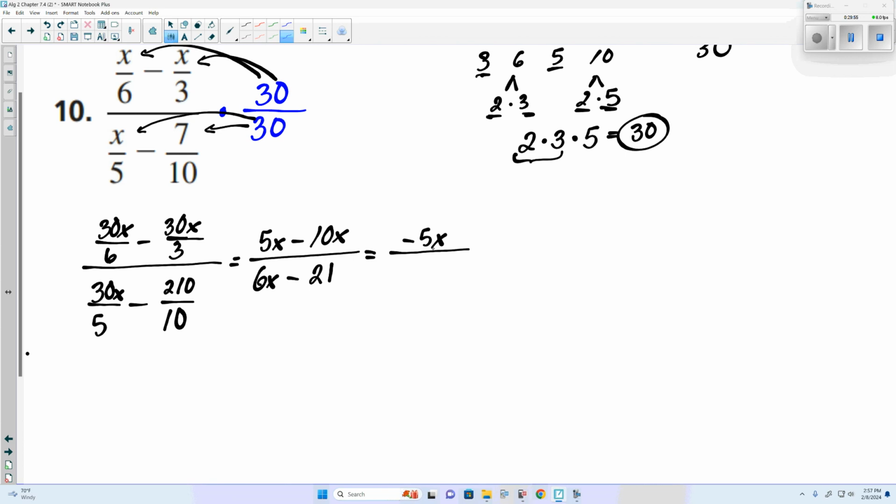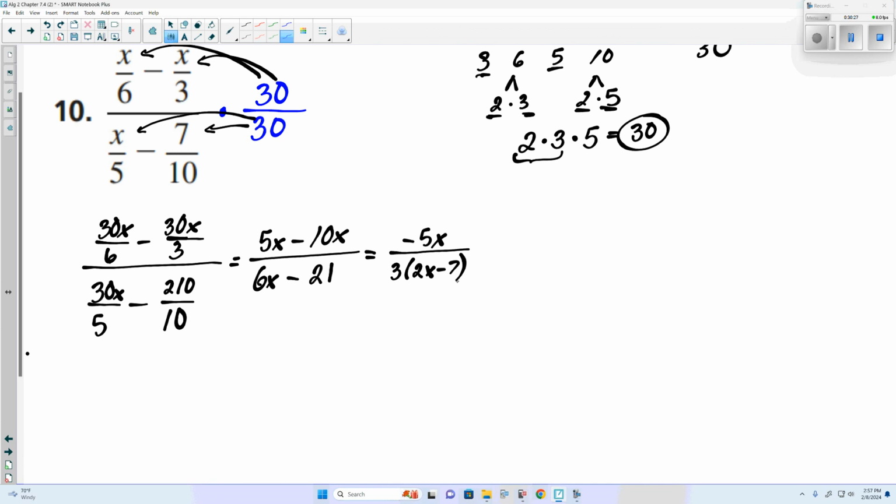6x minus 21, can we combine those? No. But can we simplify it? Is there a common factor between 6 and 21? 3, yes, we can factor it out. Since we couldn't combine it, but we can factor it, might as well just factor it. I mean, the other option is to rewrite it as negative 5x over 6x minus 21, then factor the 3 out and rewrite it again with that. But not a whole lot of point in doing that.